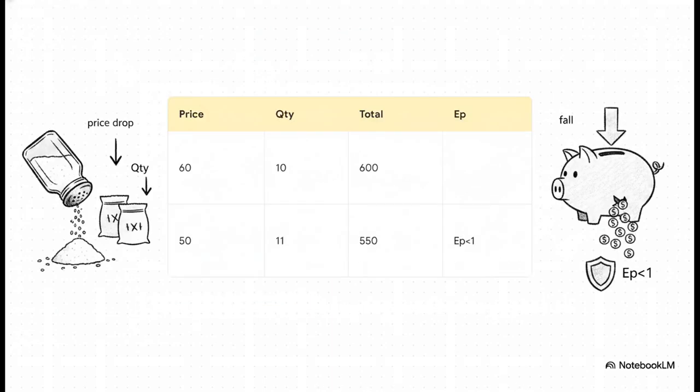Conversely, what if a price drop causes our total expenditure to actually fall to 550? Well, then the demand is relatively inelastic, much like our table salt example from earlier. Sure, the price dropped from 60 to 50, and yeah, we bought 1 extra unit, but it just wasn't enough to make up for that lower price. So total spending actually shrank. We simply weren't sensitive enough to the sale to spend more money overall.